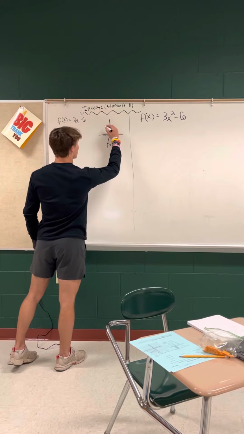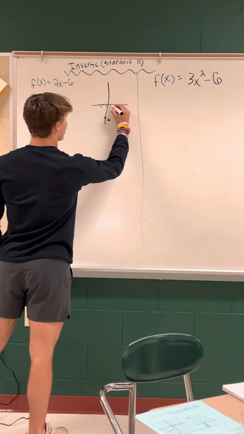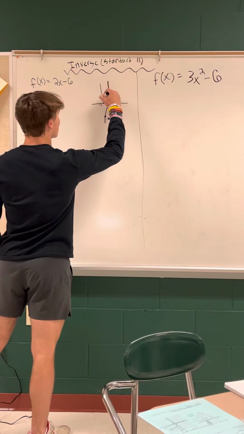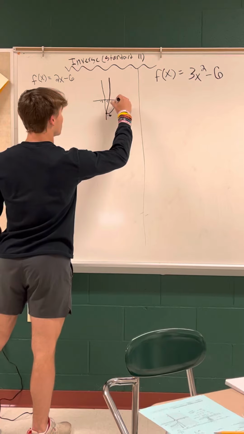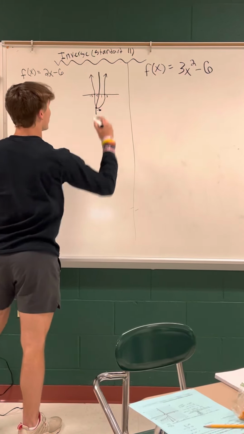So it'll be just right in the middle for that point right here. And then we'll make a positive 1 and positive 3, make another point right here. And then this will be our starting graph before the inverse happens.